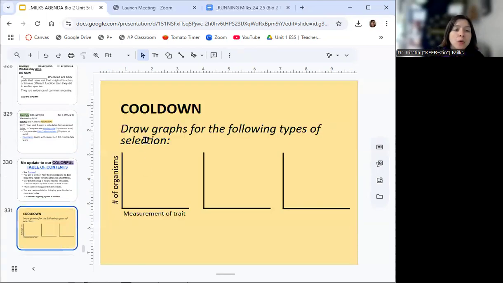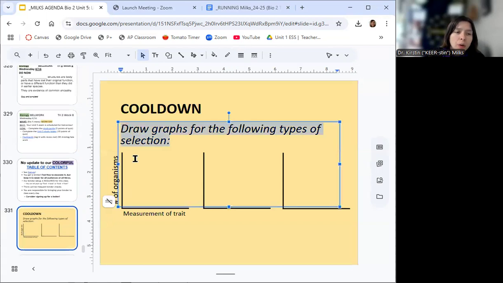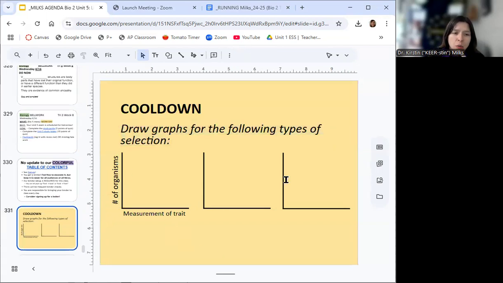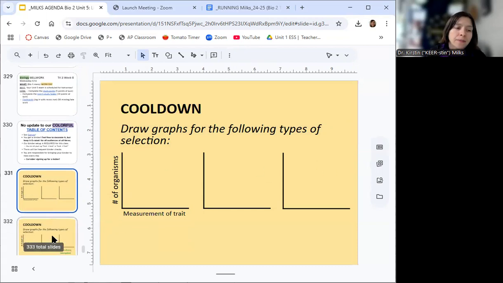Okay, now in the cool down, I want you to not write this and just draw 3 of these. On one of them, you're going to do the y-axis, which is number of organisms. And on the x-axis, you're going to write measurement of trait. And that's going to be true for all 3 of these graphs. Done? Pause the video.